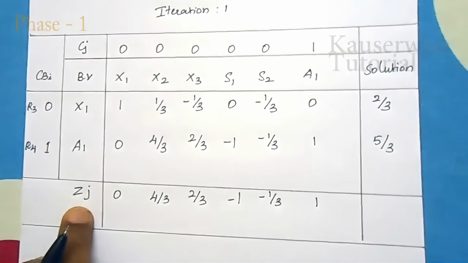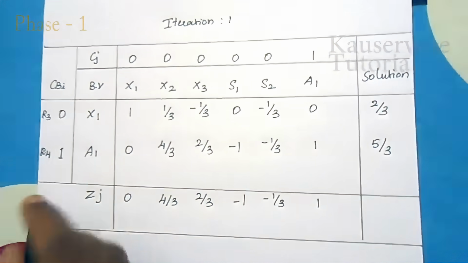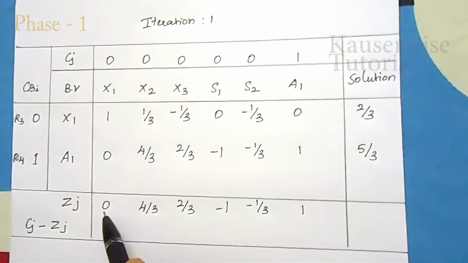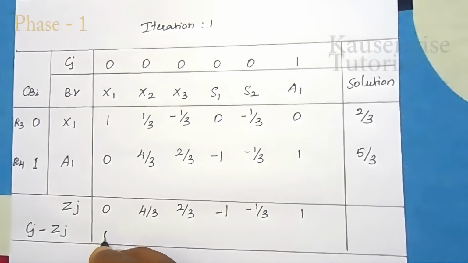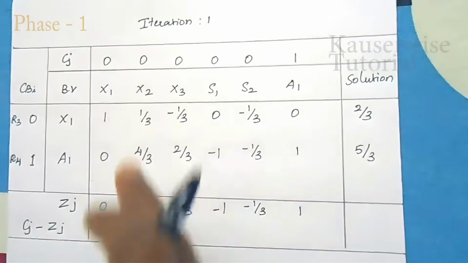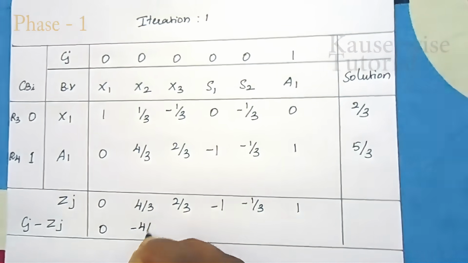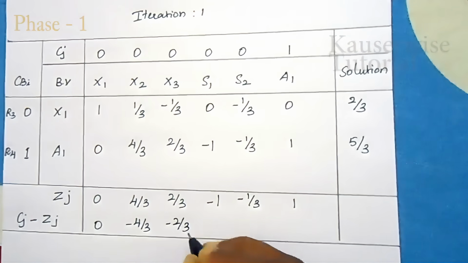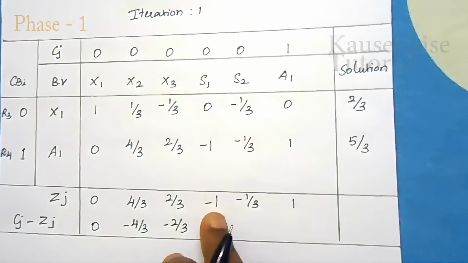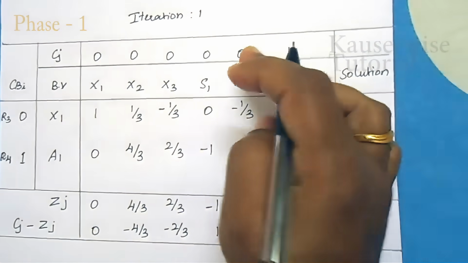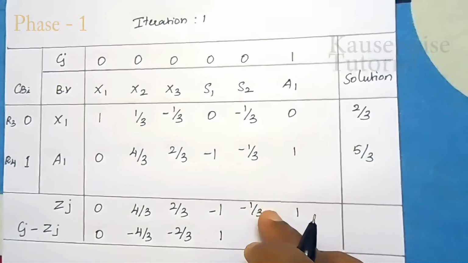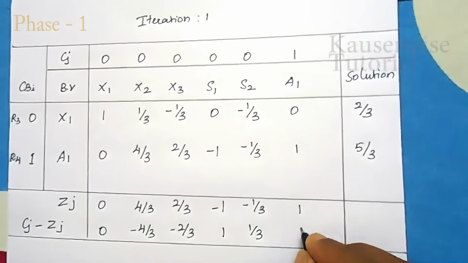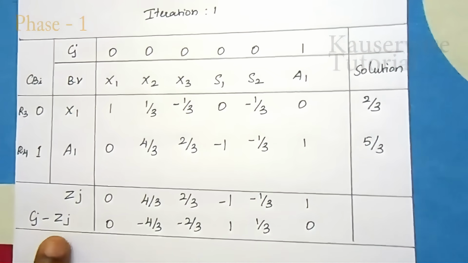After finding the Zj values, now we need to find the Cj minus Zj values. Cj 0, Zj 0, so 0 minus 0 is equal to 0. Next one, 0 minus 4 by 3, minus 4 by 3. Next value, 0 minus 2 by 3, minus 2 by 3. Next one, 0 minus minus 1 is equal to plus 1. Next one, 0 minus minus 1 by 3 is equal to plus 1 by 3. Next one, 1 minus 1 is equal to 0. Now we have got the Cj minus Zj values.